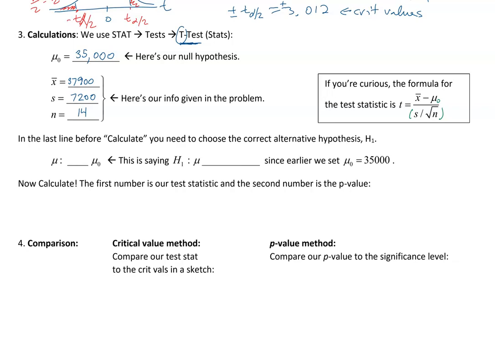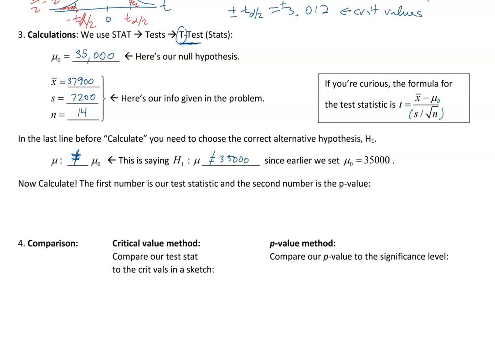But then we have to put in the last line into the calculator. Remember, this was a differs from question, so you're going to choose the not equal to symbol. That's the key, is looking for the correct symbol. And that's saying that in the alternative hypothesis, the mean was not equal to 35,000. All right, put all that stuff in your calculator and press calculate.